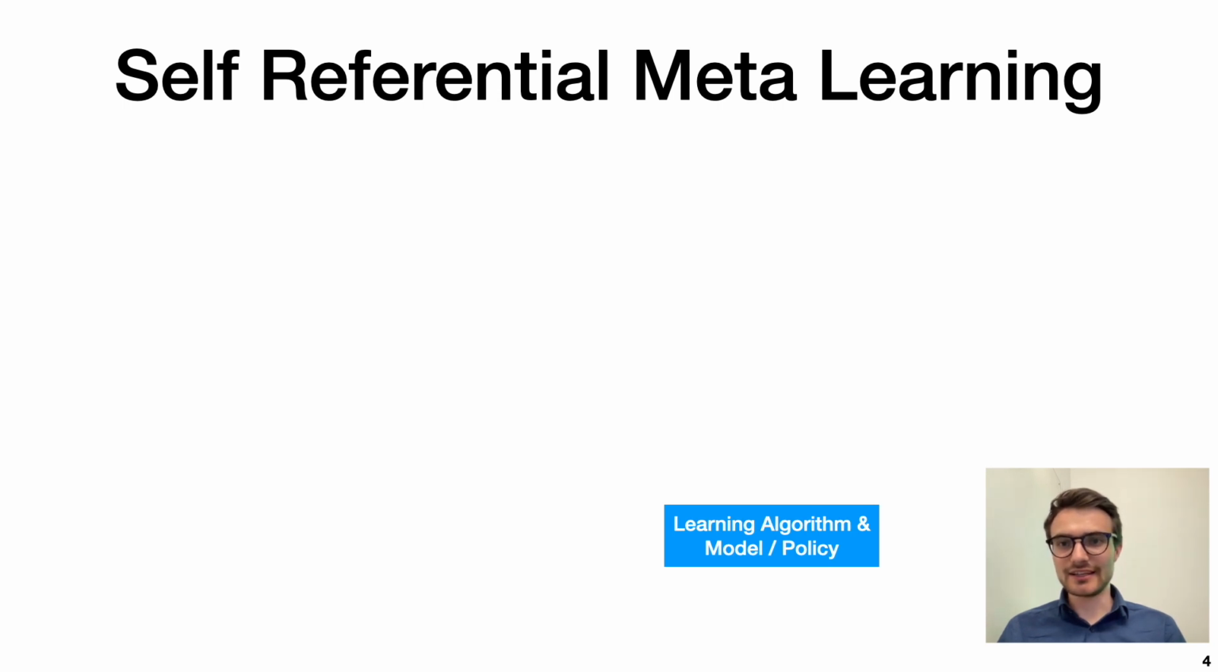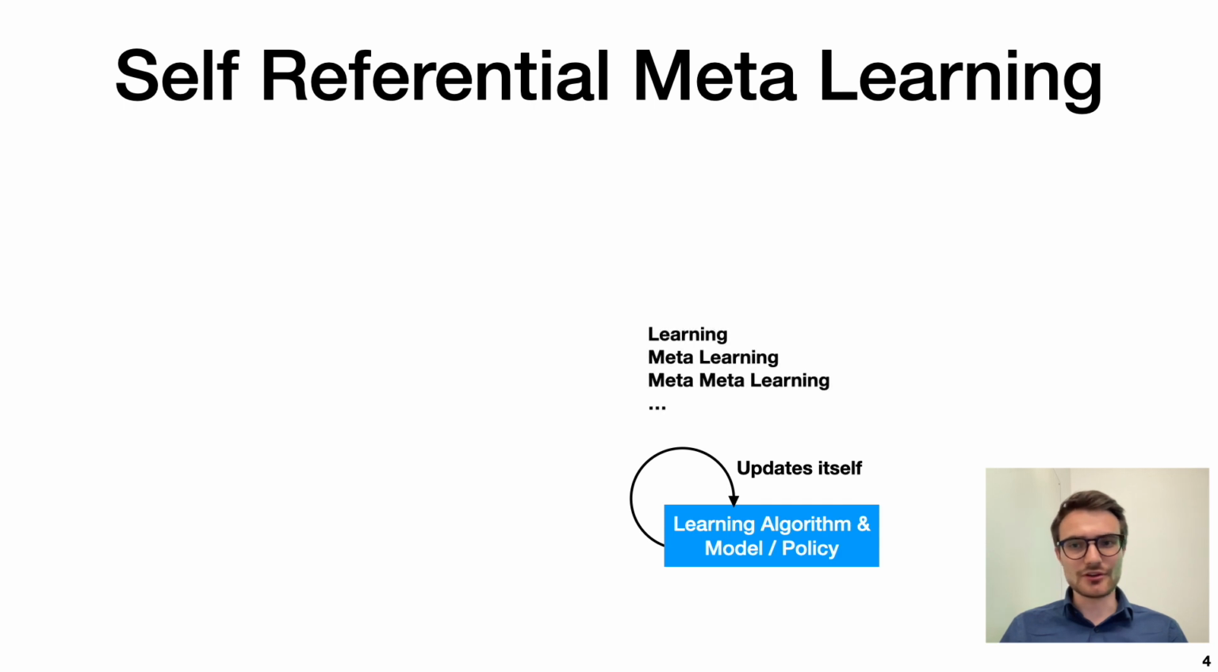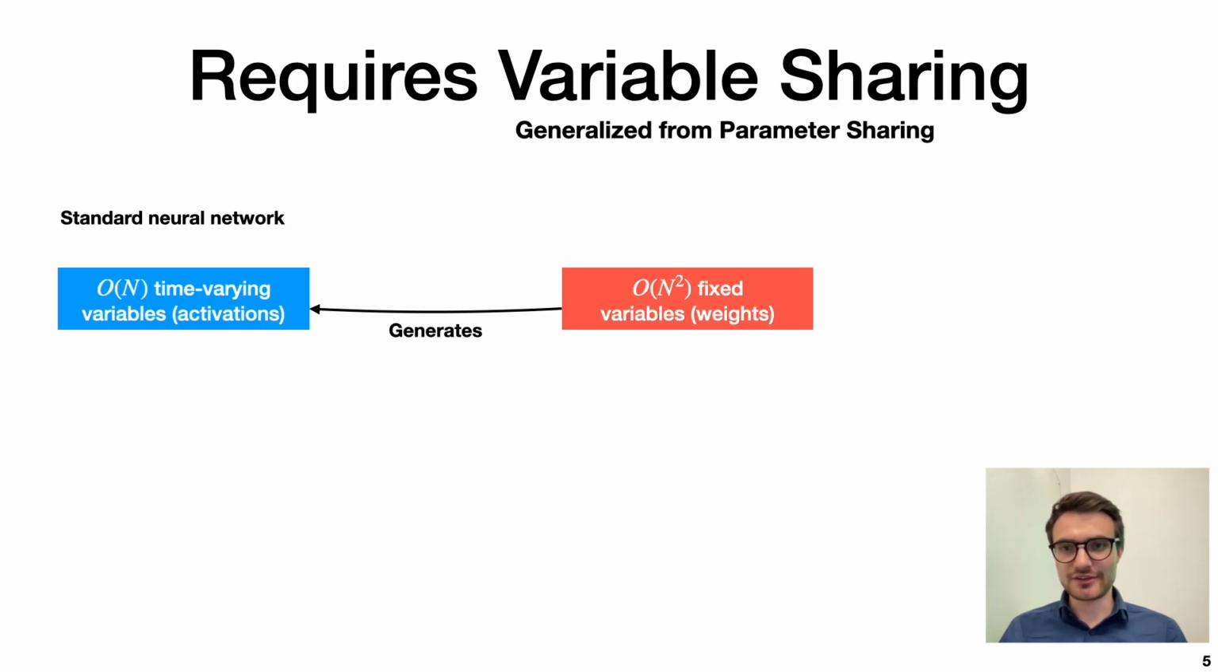The central idea is that there's a single function which defines the learning algorithm and model or policy. Here we focus on neural implementations of that. Basically, this neural network updates itself. This means that all the activations and parameters of that network can be updated by the network itself. We simply call these variables. Such a system can in principle not only learn a good model or policy, but also meta-learn, meta-meta-learn, and so on.